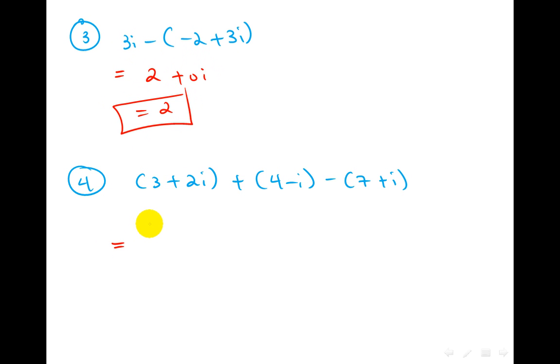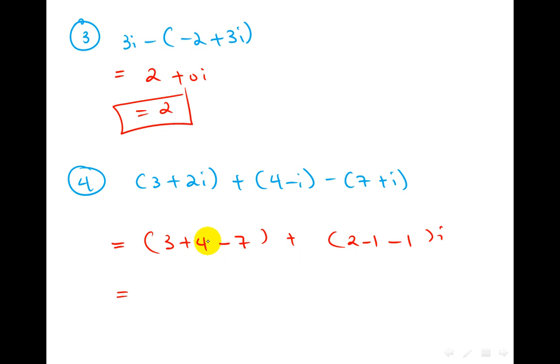Third question, it's saying 3 plus 2i plus 4 minus i minus 7 plus i. Okay, first work on the real parts here, and here you'll have the imaginary parts. So the real part will be 3 plus 4 minus 7, and here for the imaginary part 2 minus 1, because the coefficient of i here is negative 1, minus 1 again, because the coefficient of i is here again 1.